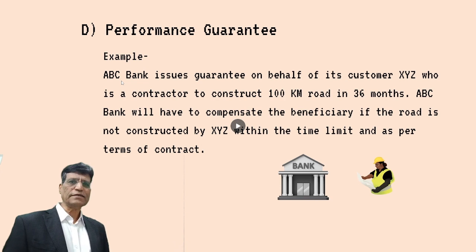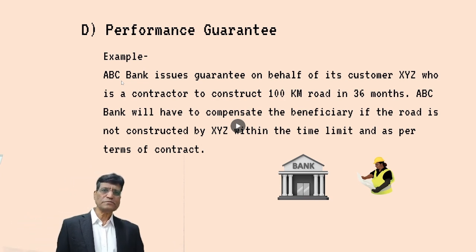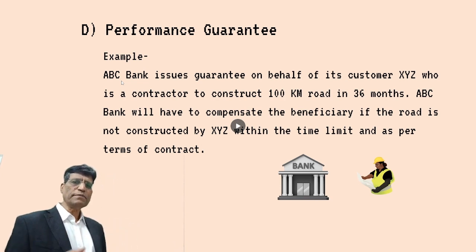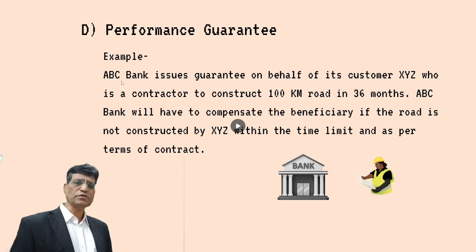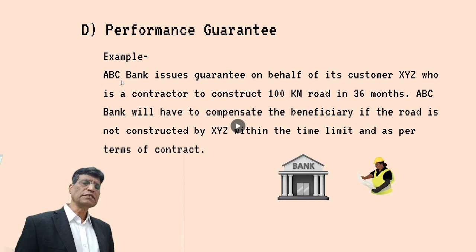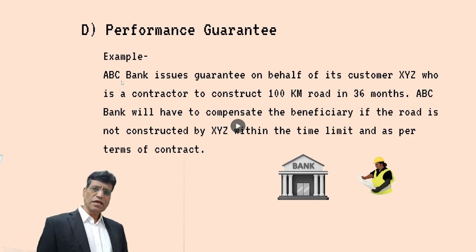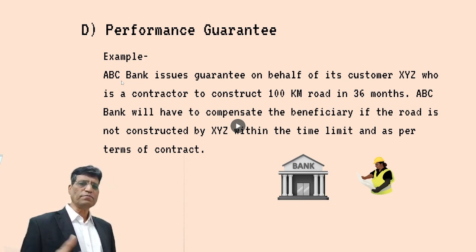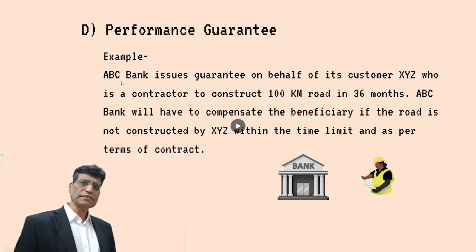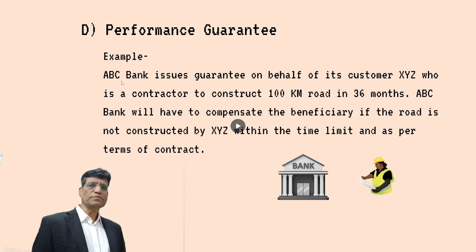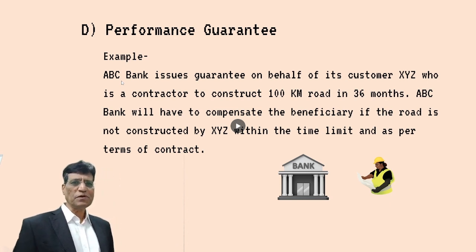It's a performance guarantee. Here is an example. ABC Bank issues a guarantee on behalf of its customer XYZ, who is a contractor to construct a 100-kilometer road in 36 months, 3 years. ABC Bank will have to compensate the beneficiary if the road is not constructed by XYZ within 36 months, or such time as may be extended from time to time as per terms of contract. This is about performance guarantee.